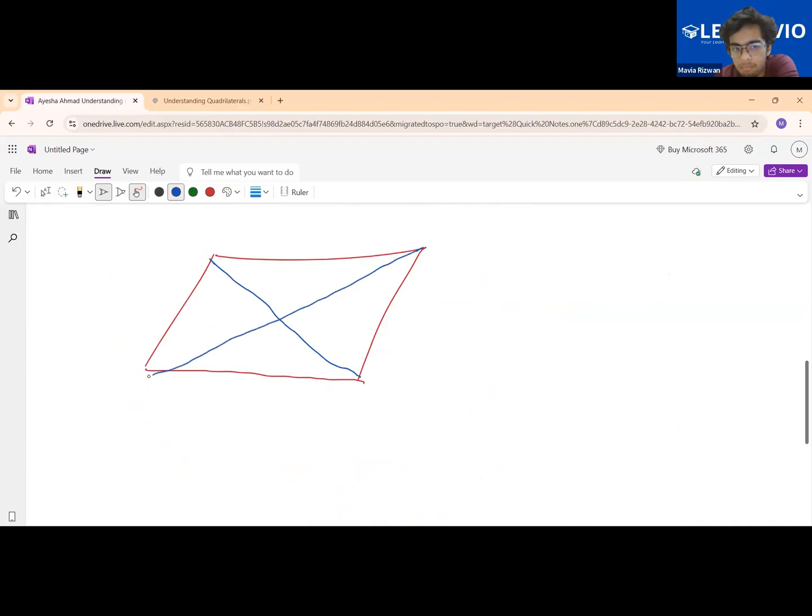Aisha, in parallelograms, we discussed that the diagonals are bisectors. Do you remember this? What did bisectors mean? They meet each other at the middle point. Each of them cuts the other in half. Bisectors means each of them divides the other in half. So this part and this part would be equal, and this and this would be equal. Bisectors means to cut in half. Bi means two, sect means cut, so cut in two. Got it?